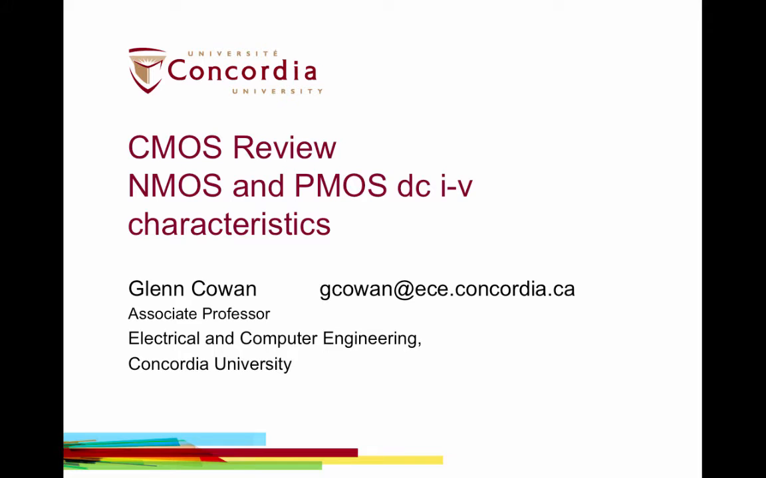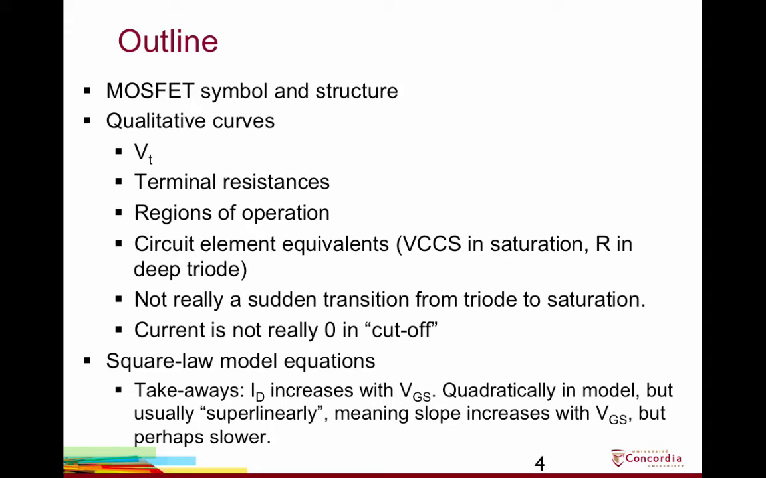I'm from Concordia University. Let's do some review of CMOS IV characteristics. Okay, let's get started. The outline is shown here. We'll look at the MOSFET symbol and structure, and look at the curves of the IV relationships qualitatively at first, and then we'll go into the square law model equations.